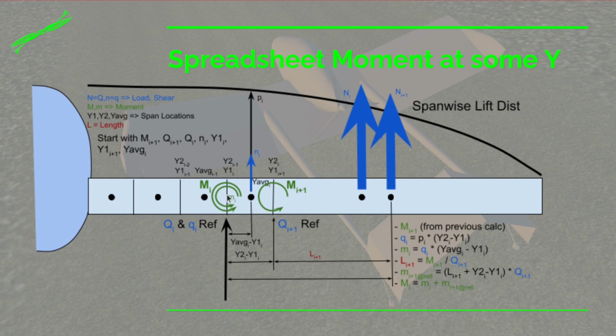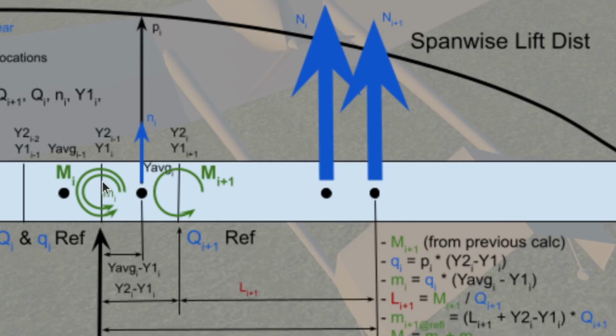You can add moments together as long as they have the same reference location. So we got two moments here. We have a moment for this little section here, so a local moment. That's going to be the lift at that local section at that Y average multiplied by the distance from our reference to that Y average. So that's going to be a little local moment.